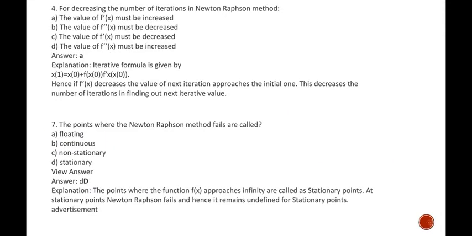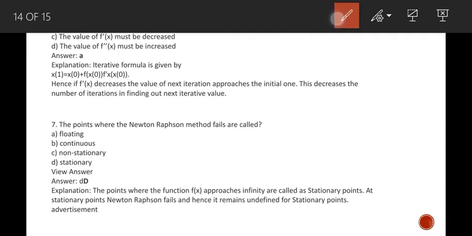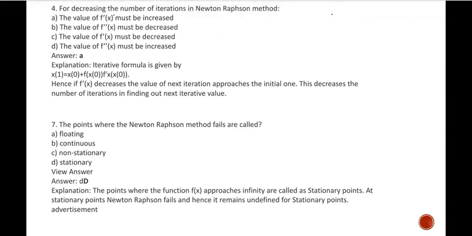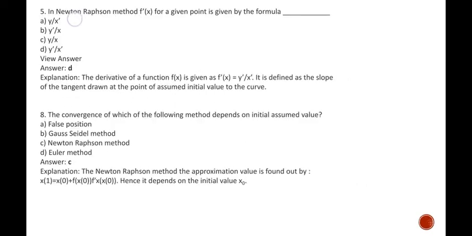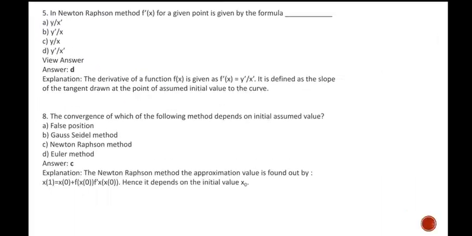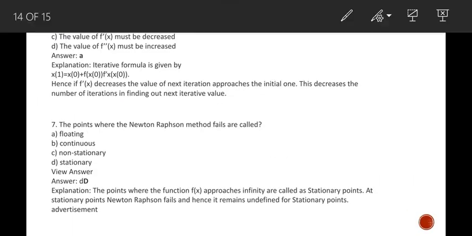Next, for decreasing the number of iterations in the Newton-Raphson method, what can we do? Option 1 is the value of f dash of x must be increased, the value of f double dash of x must be increased, the value of f dash of x must be decreased, or the value of f double dash of x must be decreased. The answer is that the value of f dash of x must be increased.